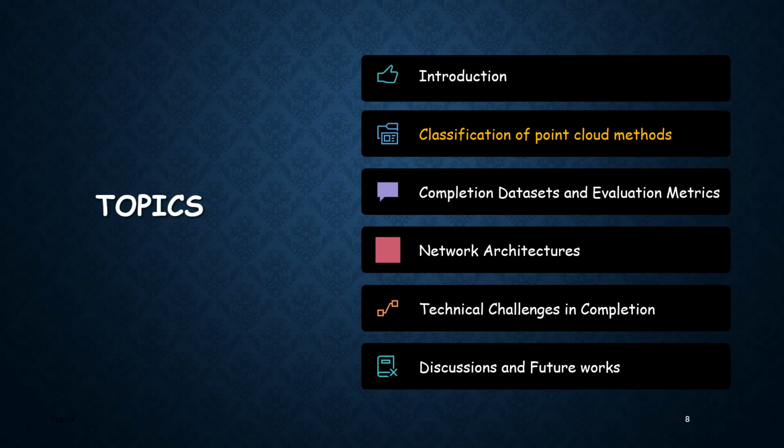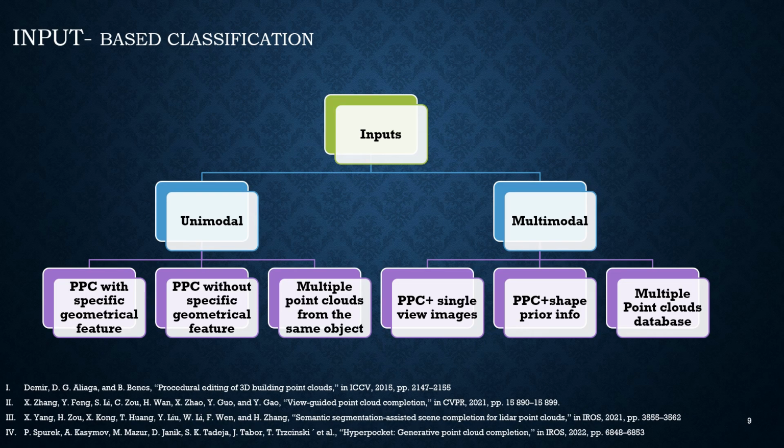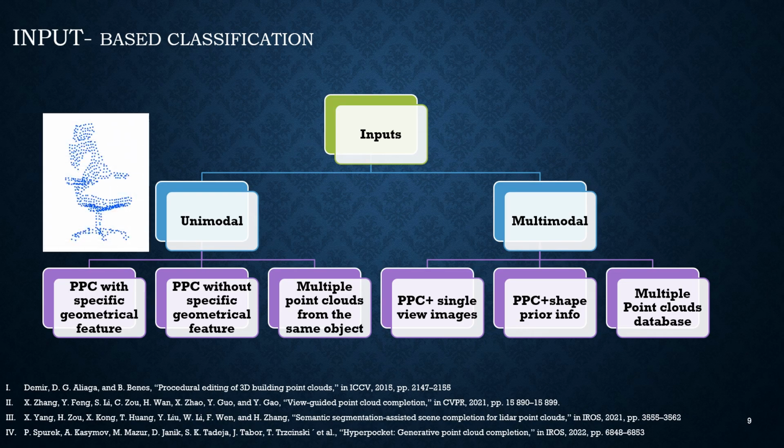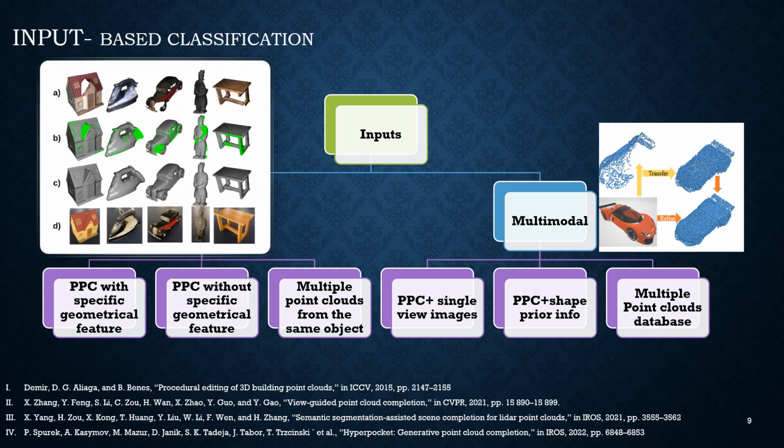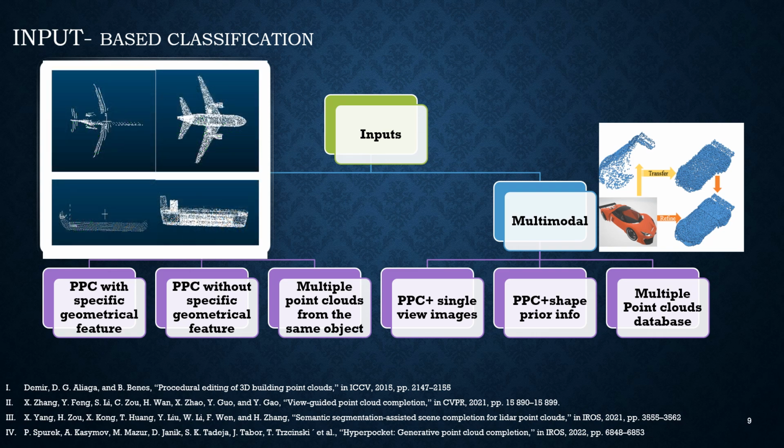Now we discuss the classification of point cloud completion methods. Based on the type of inputs, we classify existing works in completion into unimodal and multimodal groups. Most early works use unimodal inputs of a single partial point cloud. Completion methods that rely on symmetric cues for completion may require their inputs to have specific geometric features like symmetry and simple shapes like rectangles and cylinders. Deep learning-based completion methods do not have such requirements.